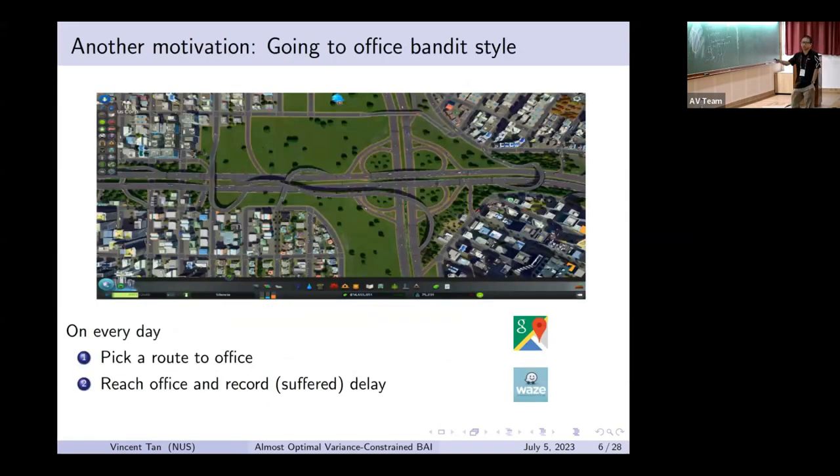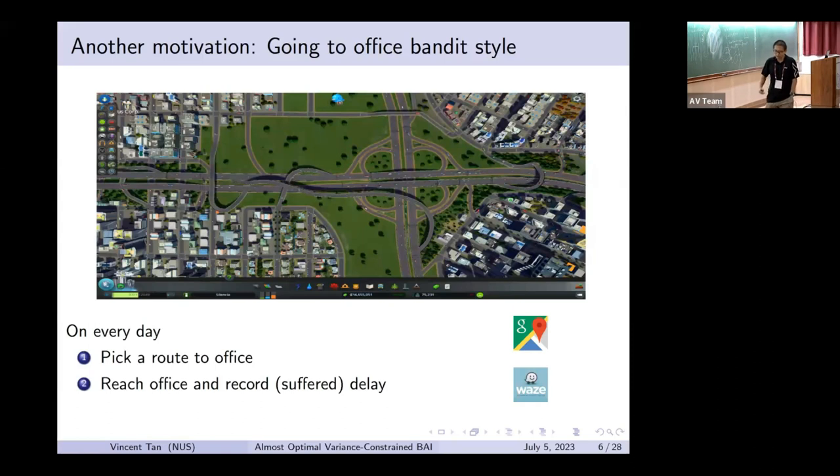So another, and I stole these slides from Prashant, okay? Because we were doing some work on risk-aware bandits together, and here are some very nice slides to motivate the problem. So again, another motivation is the following. We want to pick a route from our house to the office and record our reward, which is the negative delay, okay? Oftentimes we want to go to our office by a certain point in time, for an important meeting.